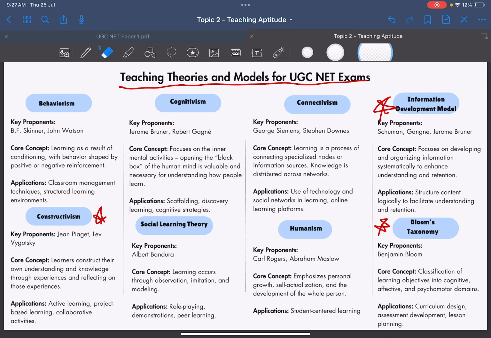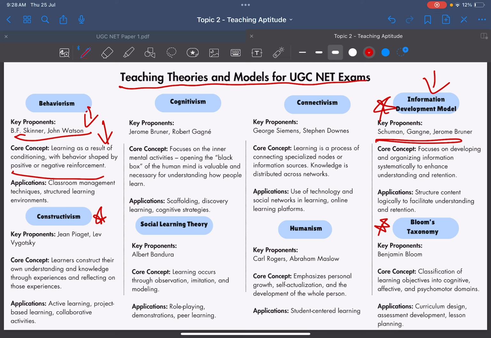So, from this particular slide, what I want you to learn are the key proponents of each of the theories. For example, the key proponents of behaviorism would be B.F. Skinner, John Watson, and what is the core concept that they're talking about. The kind of questions that you can expect is sometimes they'll give you the core concept and you have to figure out who the proponents are or what theory it is from. And sometimes the model is given and you'll have to figure out who gave it. So, just go through this. I've divided them into smaller chunks so that it's easier to understand.